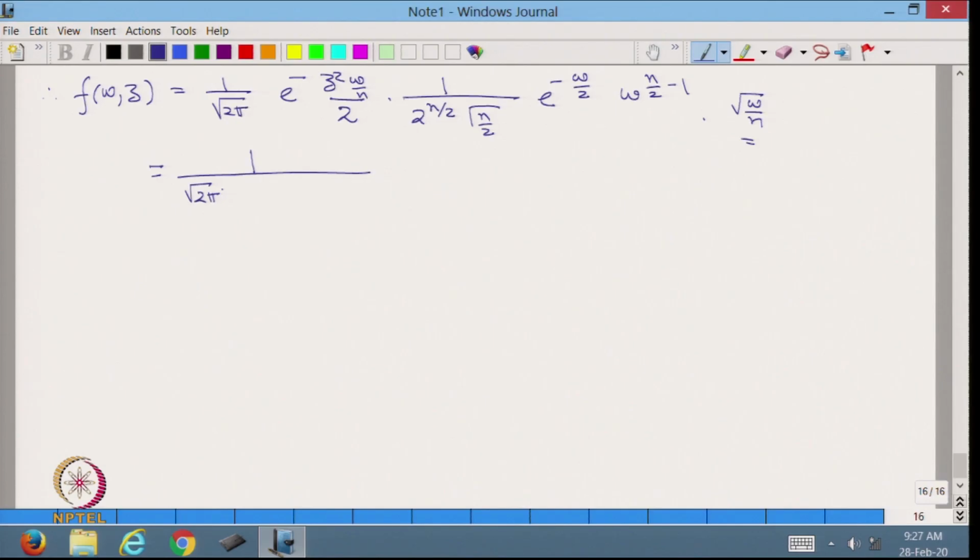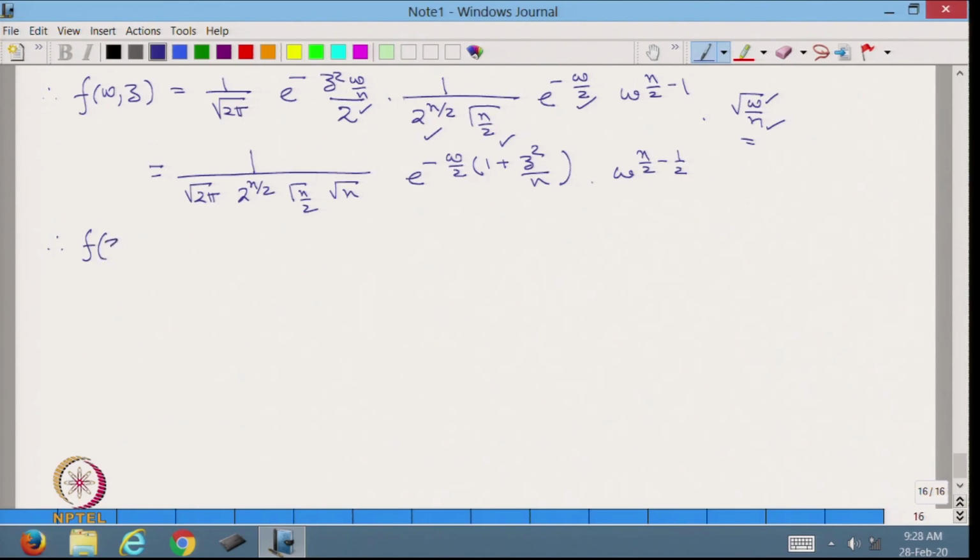Let us take out all the constants: 1 over root over 2 pi 2 to the power n by 2 gamma n by 2 and root over n, multiplied by e to the power minus w by 2 into 1 plus z square by n into w to the power n by 2 minus half, because we get w power half from there.